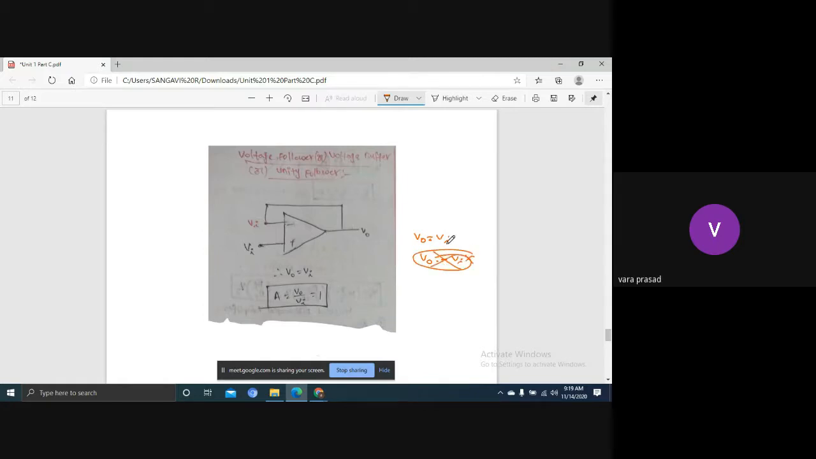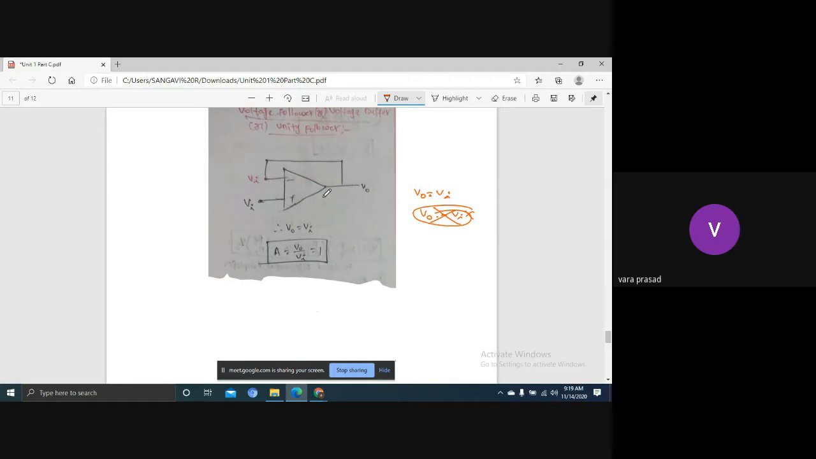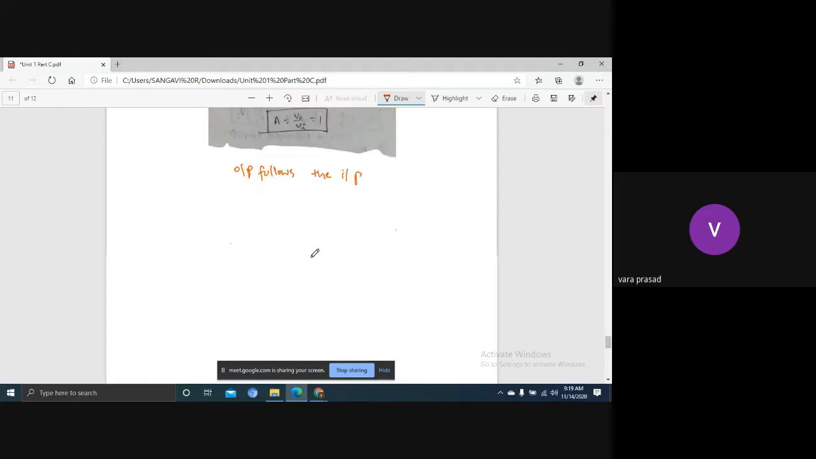V0 is equal to Vi. This is a simple circuit. Voltage follower in the sense, just write: output follows the input. This is the circuit diagram. The gain A is equal to V naught by Vi, which is equal to 1.